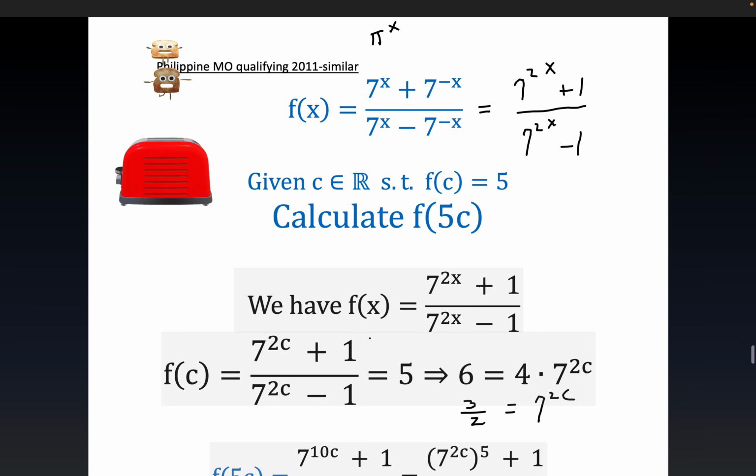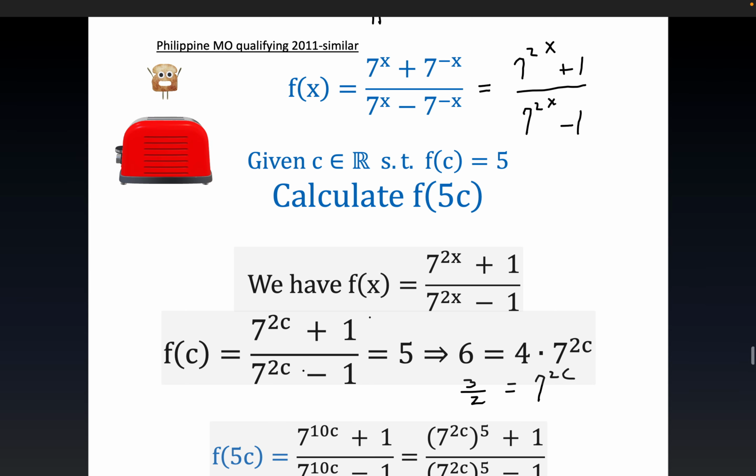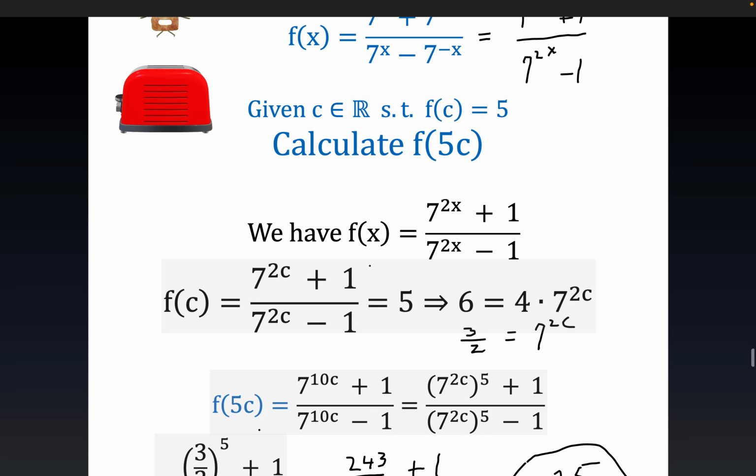This step here perhaps is a little suspicious, but anytime you can get rid of some of the variables and turn it into a simple constant like 1, that's usually a good idea. And the rest of it is just using the initial conditions. This is the initial condition, f at c is equal to 5. We write down what we mean by f at 5c, which is what we're looking for, and then we can get it in terms of this known constant.